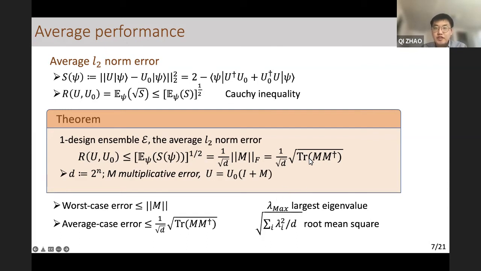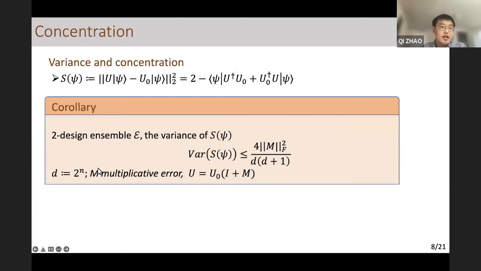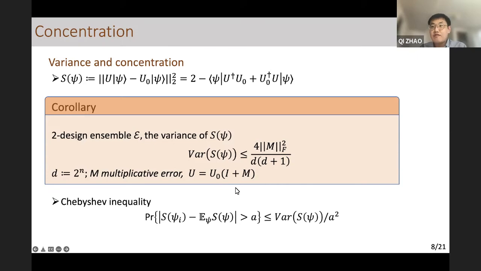For this Frobenius norm of M, we also show that for the 2 design example, we can also upper bound the variance. This variance is also upper bounded by a function of the Frobenius norm of M. If this Frobenius norm is very small, then according to the Chebyshev inequality, for any input state, its performance should be close to the mean value with high probability. So this implies that maybe the average case error analysis is a more representative quantifier in the quantum simulation task, right? And the Frobenius norm of M highly depends on how you implement your approximate evolution.